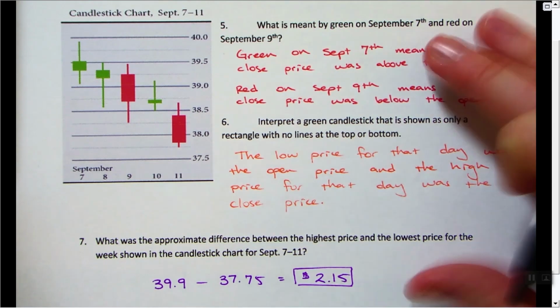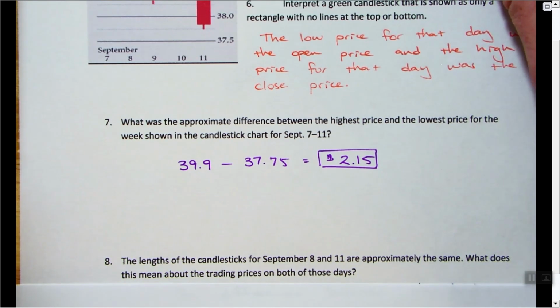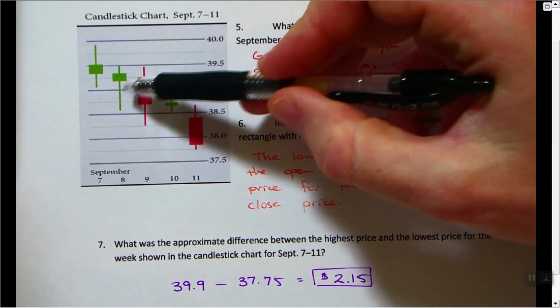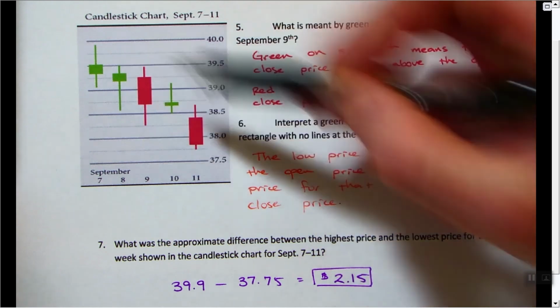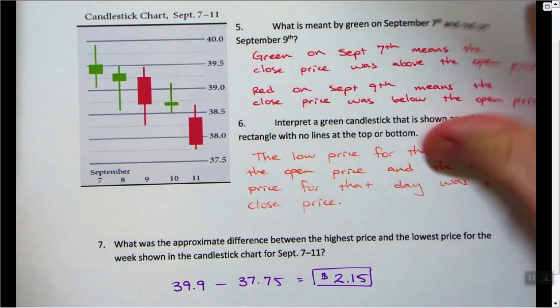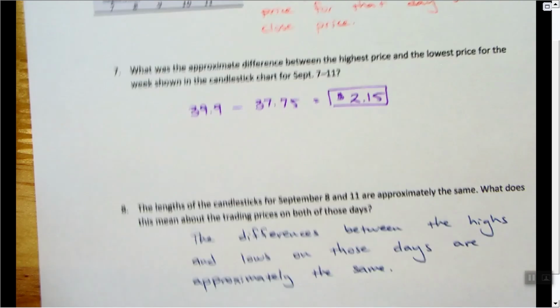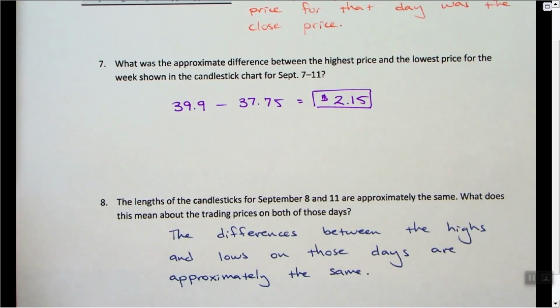The next question is, the lengths of the candlesticks for September 8th and 11th are approximately the same. So if you look up here, not the bars, but the whole stick, the whole stick is about the same between the 8th and the 11th. What does that mean? Well, that means that the difference between the highs and lows on those days is approximately the same. For some reason, that difference between highs and lows on those days was about the same.